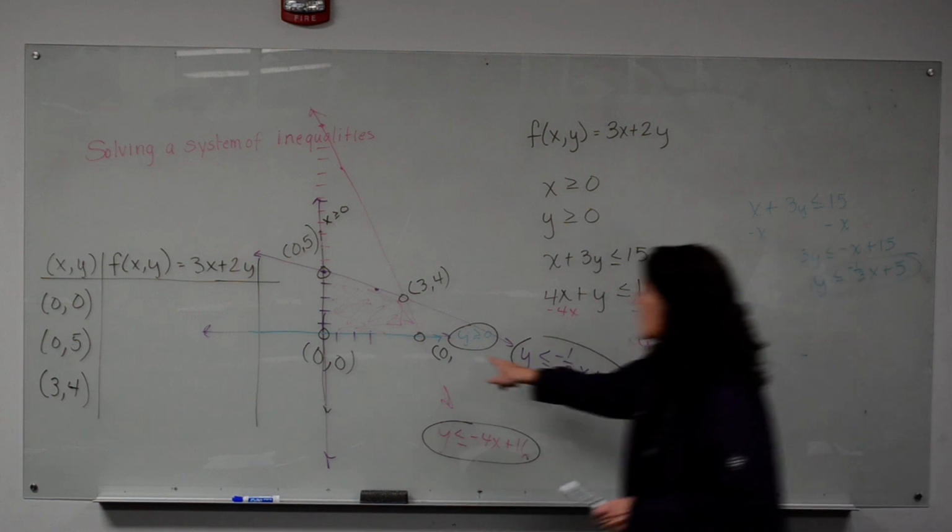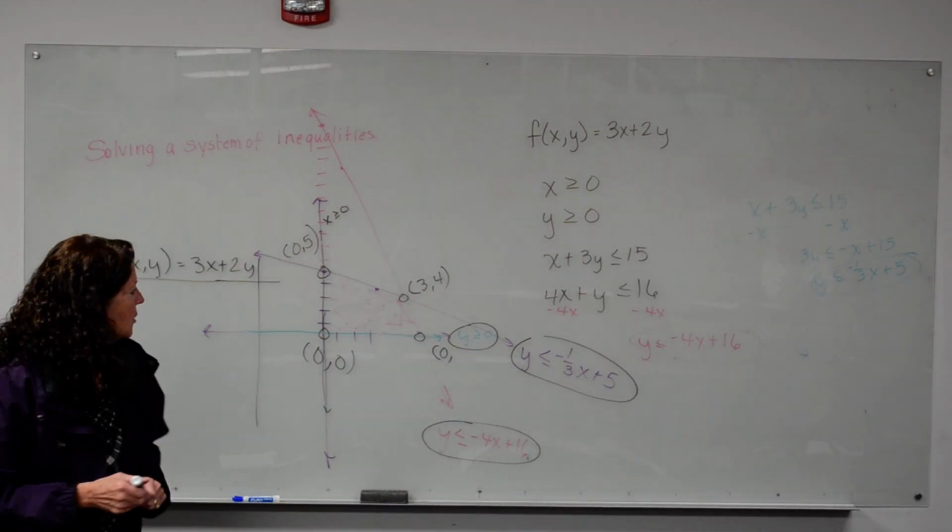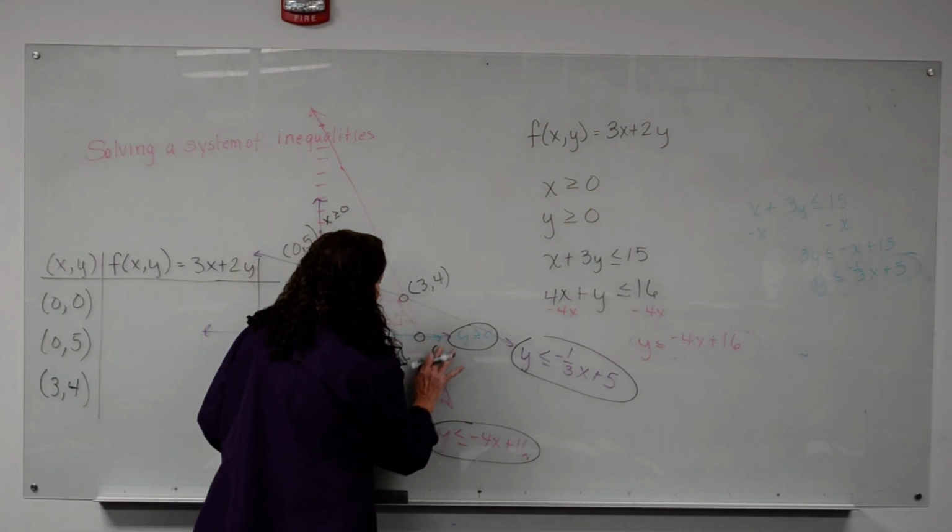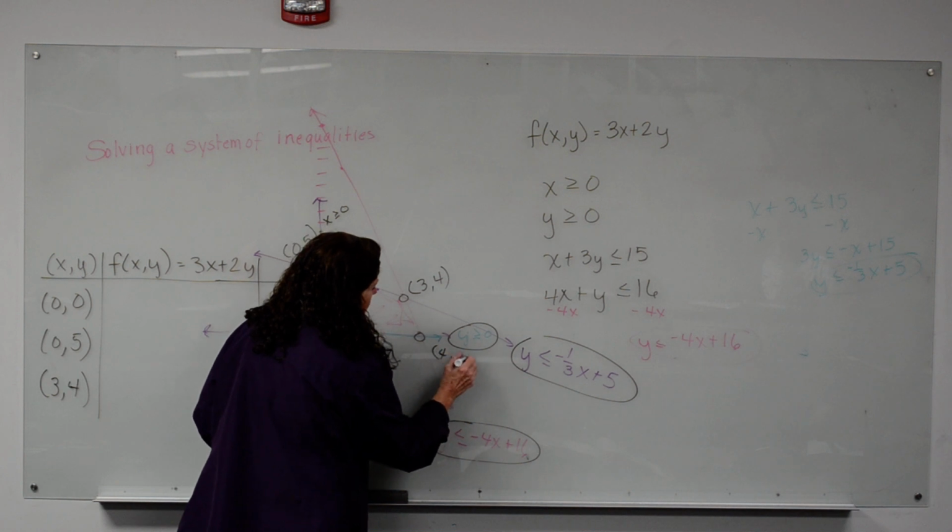Did anybody get an answer for this one? (4, 0). Oh, why do I have 0 on the one? That was my mistake. Okay.